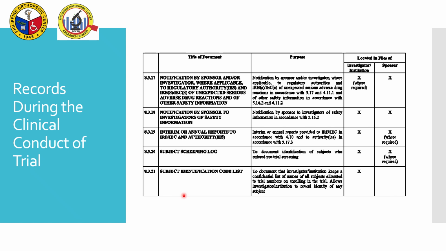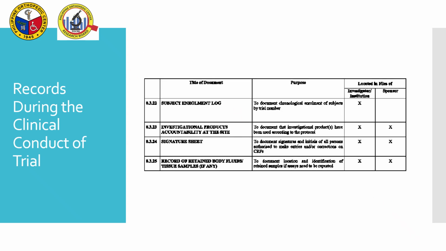Next is the subject identification code list. It allows the investigator to keep a confidential list of subject names linked to their trial numbers. This is what allows an investigator to reveal a subject's identity in case of an emergency or if required by law. Notice that this is only kept in the investigator's file to maintain subject confidentiality and trial blinding. The sponsor does not have access to the list.